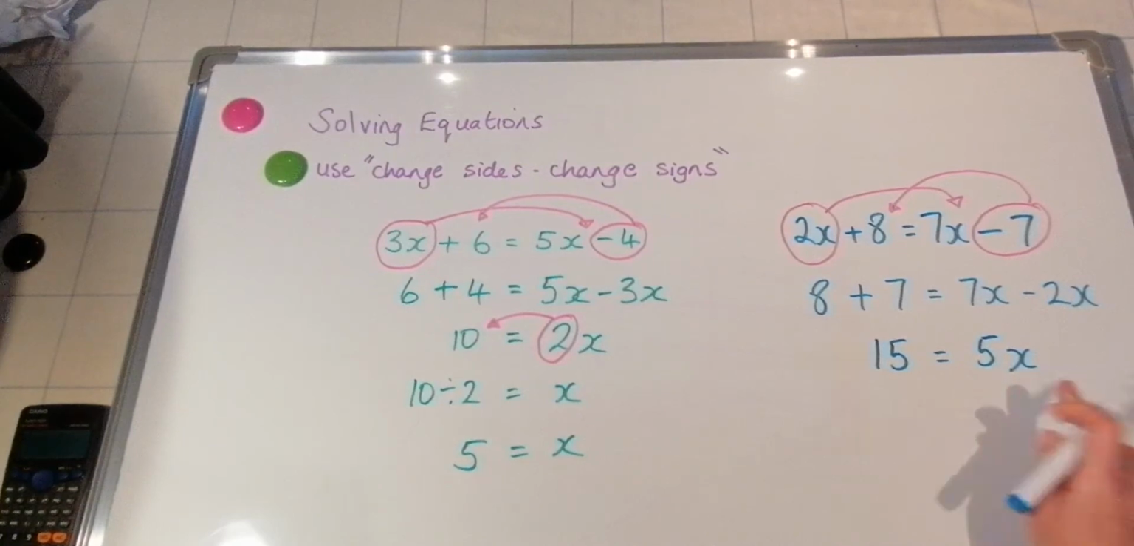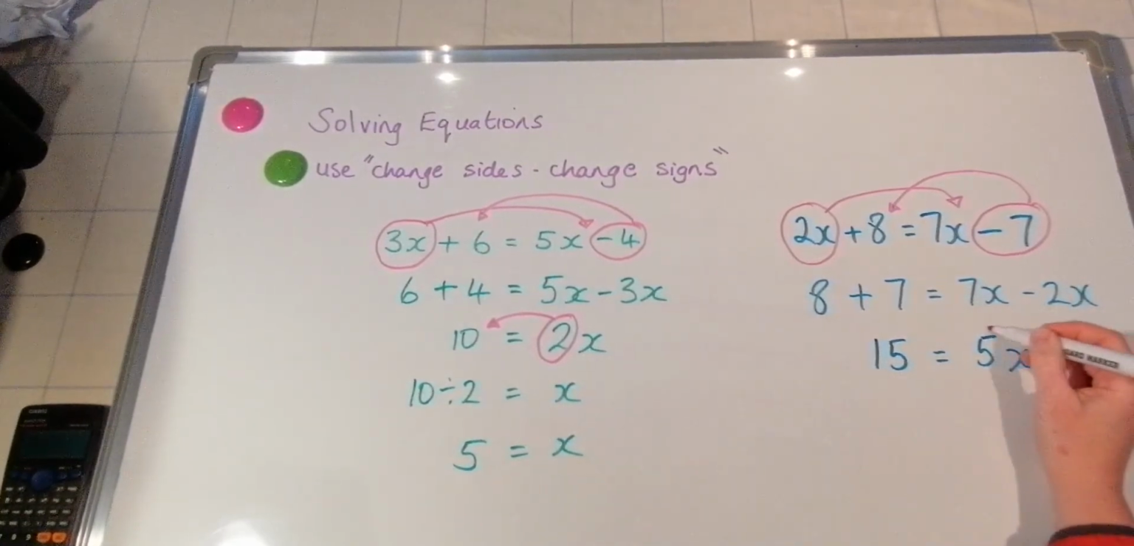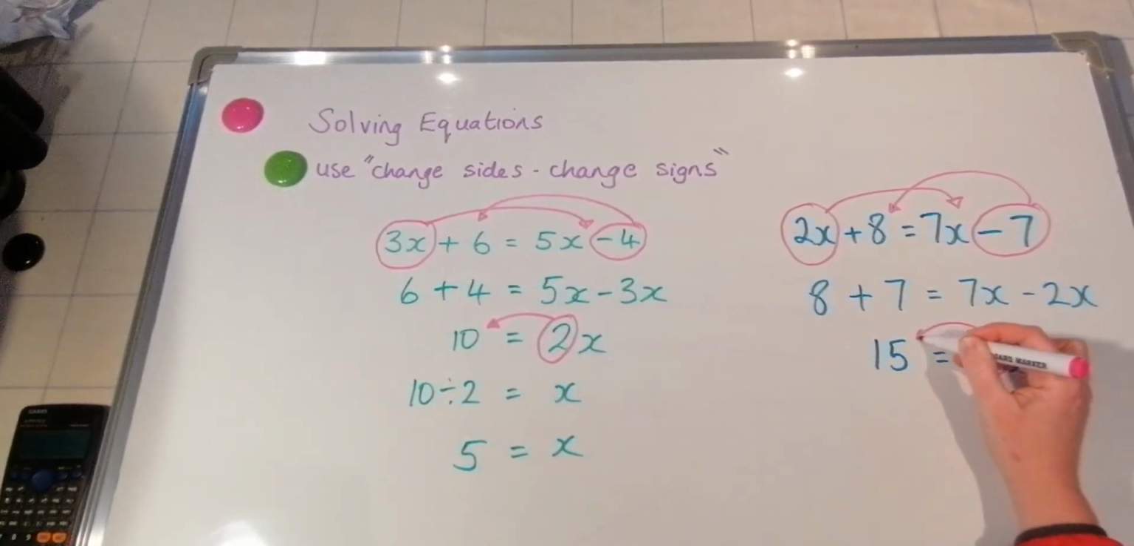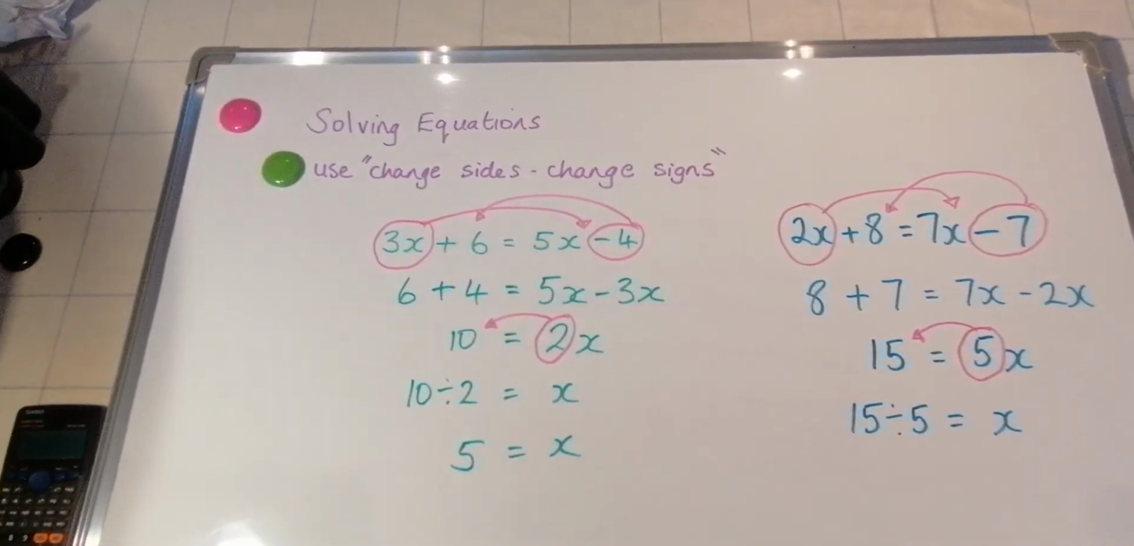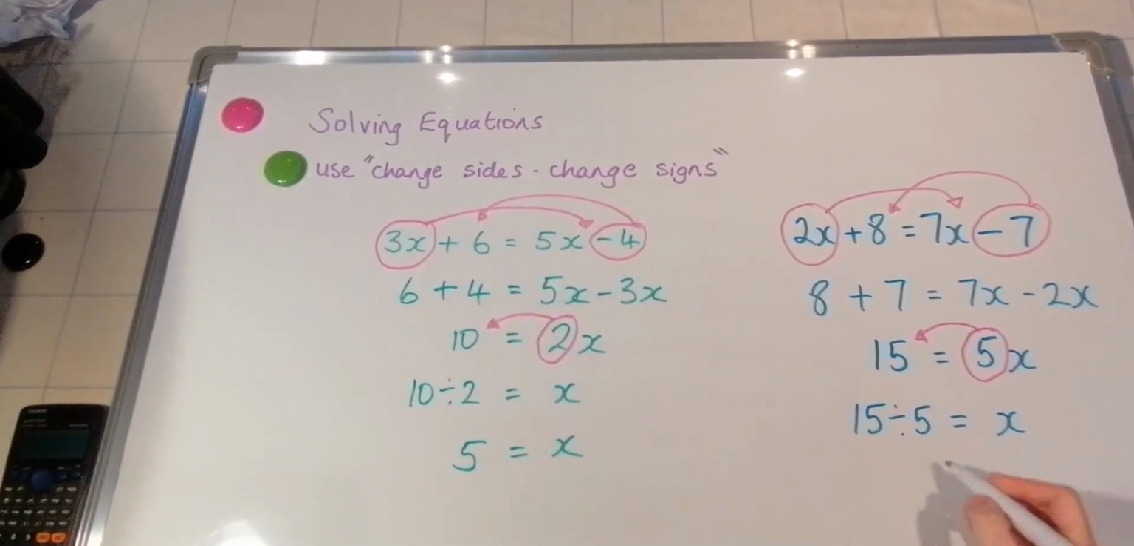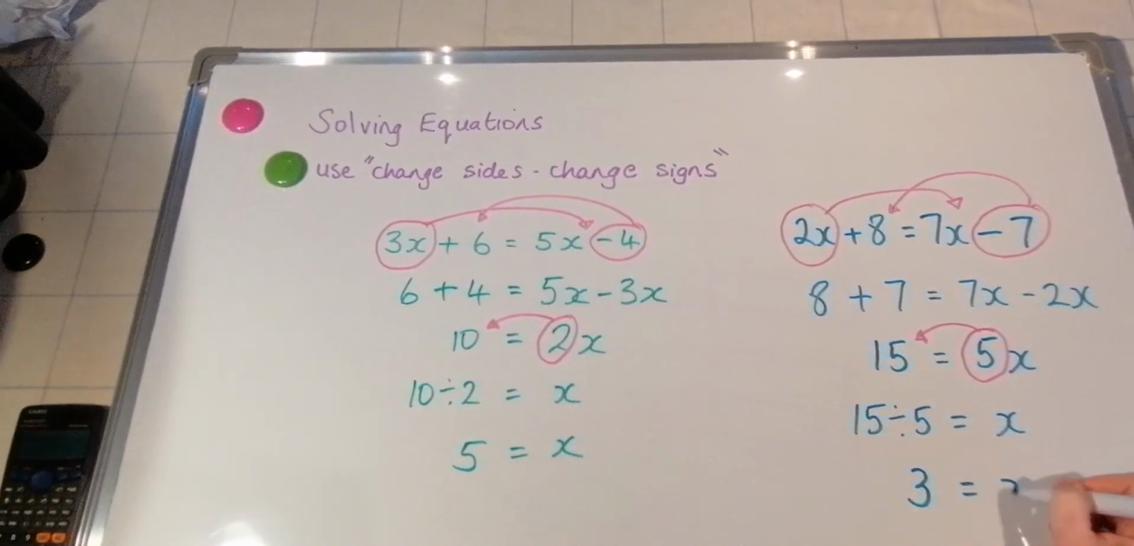What you want now is to get x on its own. So you're going to bring your 5 over to the other side. Remember, 5 x's means 5 multiplied by x. If you bring it over to the other side, it's going to divide. So on the other side, it looks like that. 15 divided by 5 will give me 3, is equal to x, and that's that one. Have a go at them two again and let me know what you think.